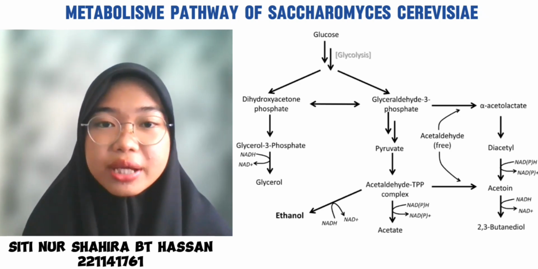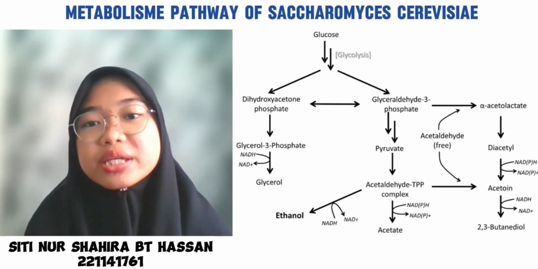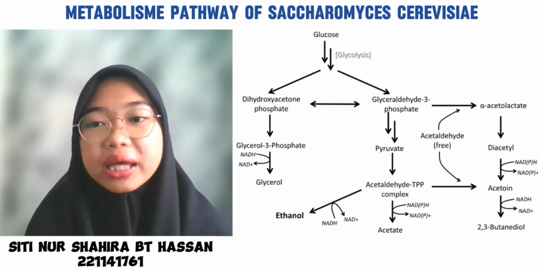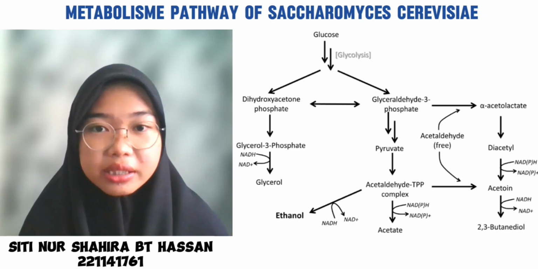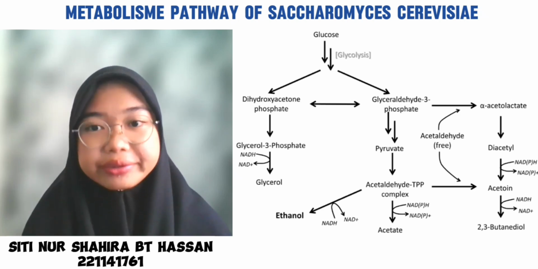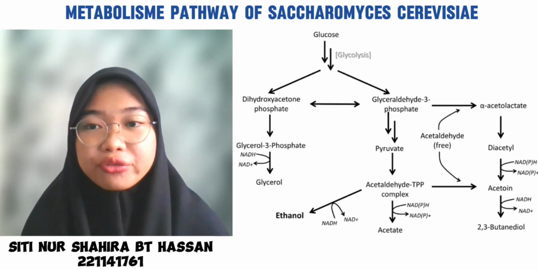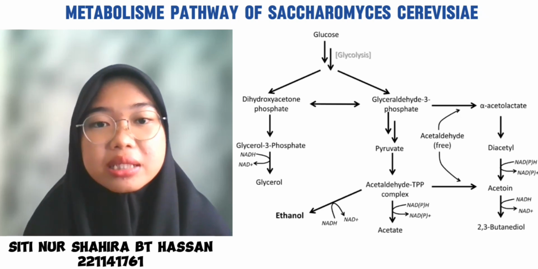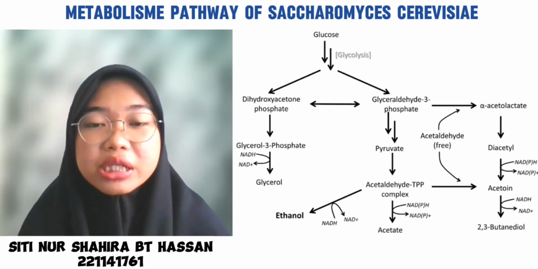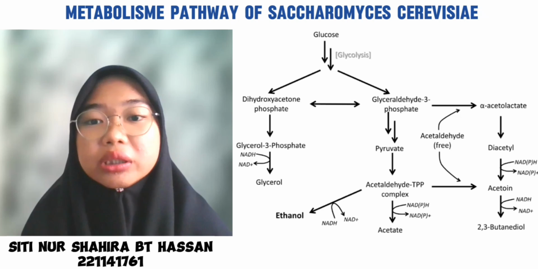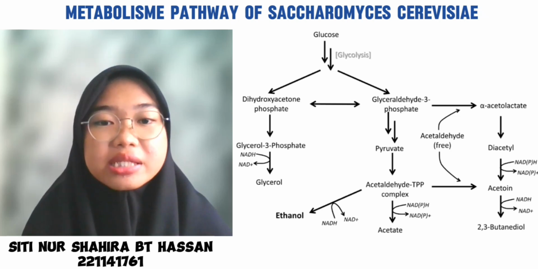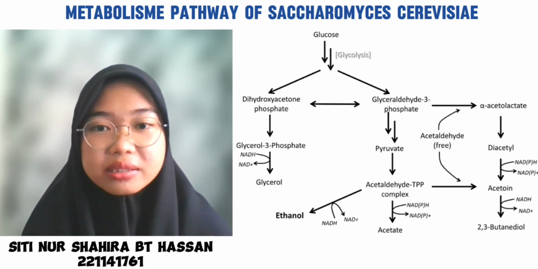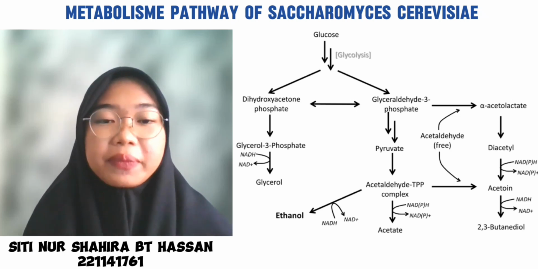The NADH and FADH2 produced in the TCA cycle donate electron to the ETC, which is located in the inner mitochondrial membrane. The flow of electron through the ETC leads to the production of a large amount of ATP through oxidative phosphorylation, utilizing oxygen as the final electron acceptor.